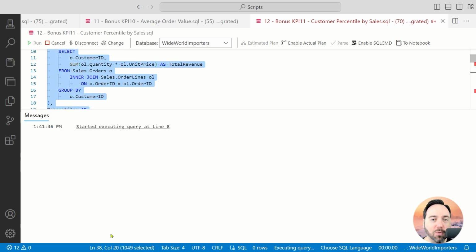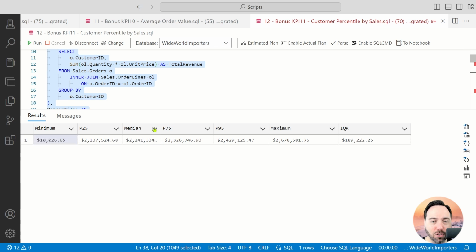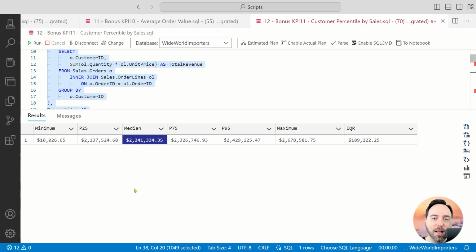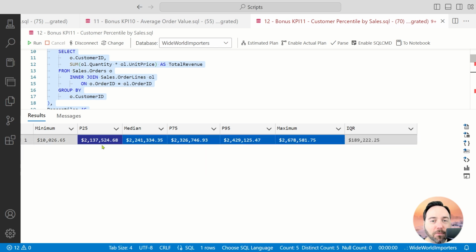If I run this query, we can see that the minimum customer sales amount is about $10,026.65, and our maximum is $2.6 million. Our median is $2,241,334.35. We can see that our interquartile range is pretty tight, and we don't have a single whale of a customer propping us up.